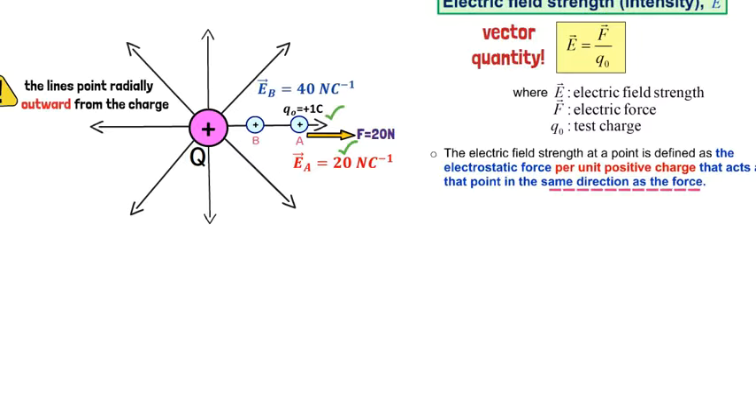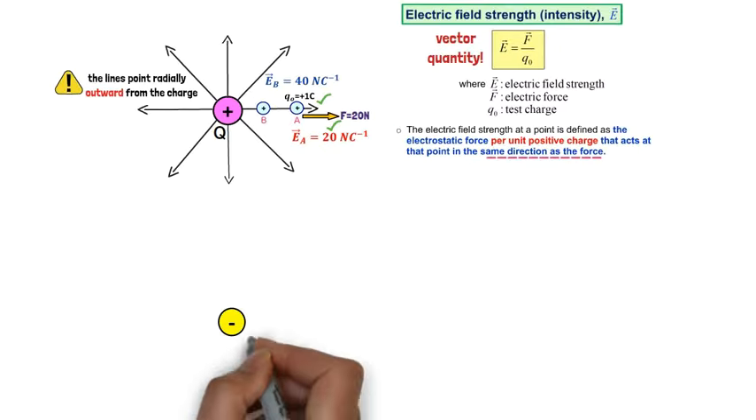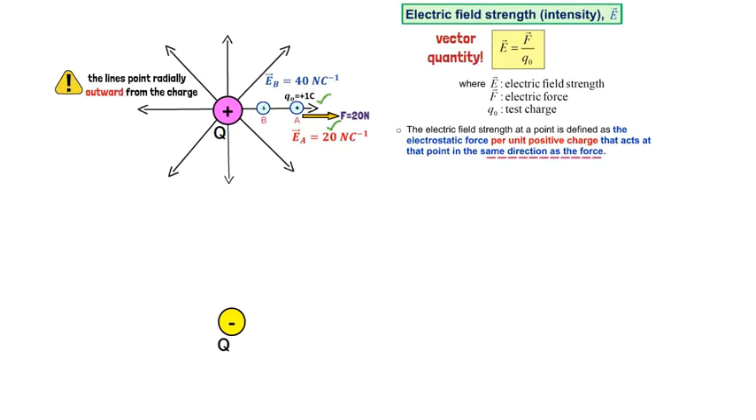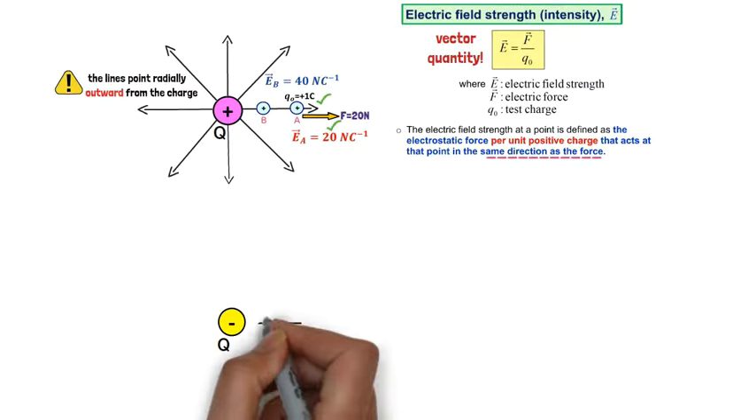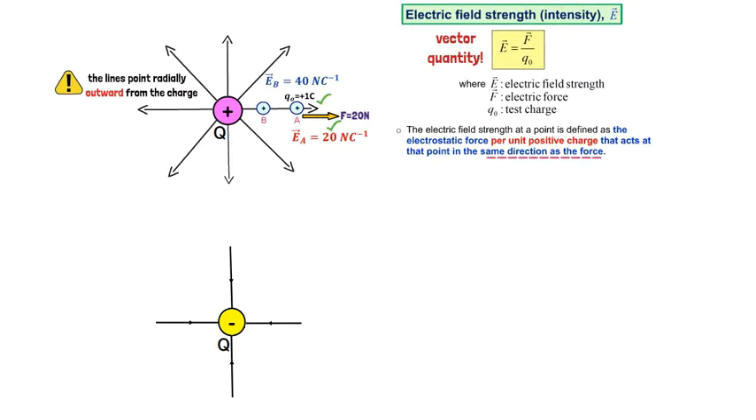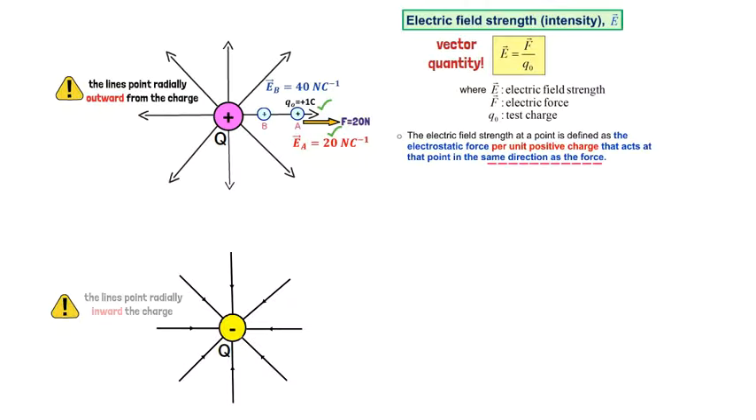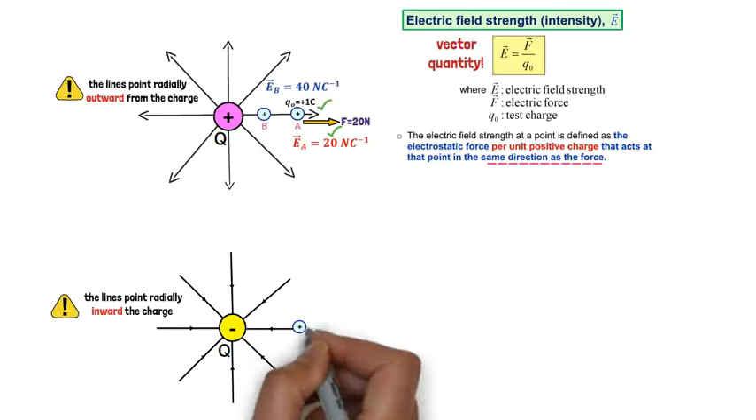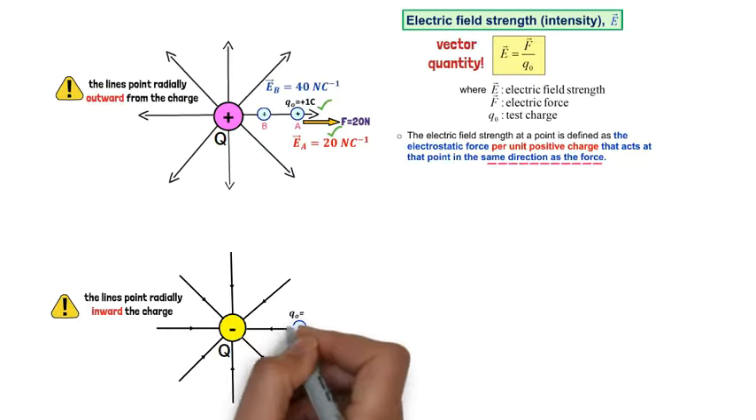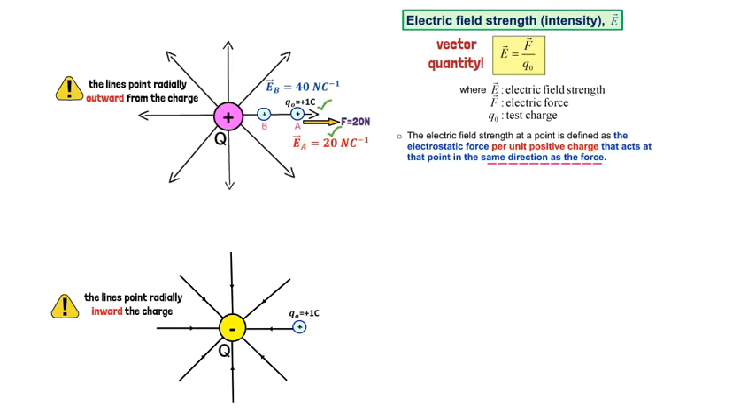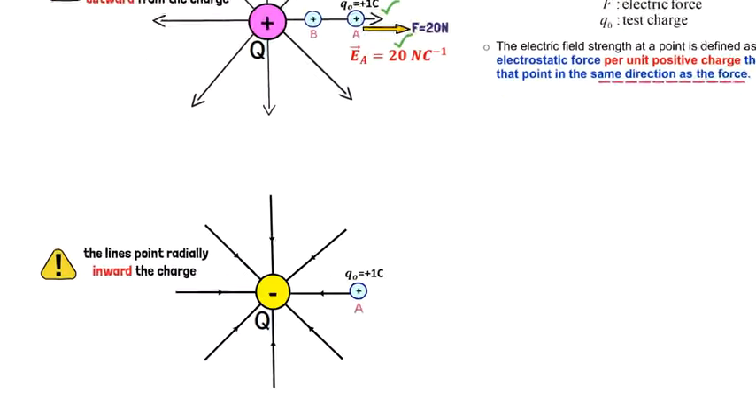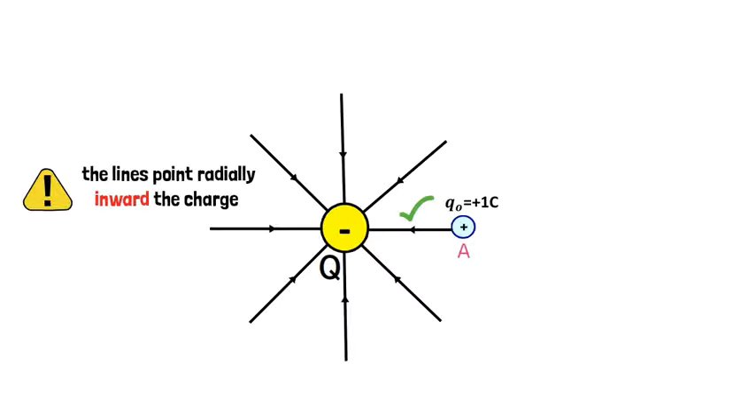Alright? So here let's say we have another charge and this time we have negative charge. And look at here that the lines of the electric field for the negative charge must be pointed radially inward to the charge. And as we have discussed before, let's say we have a test charge at point A where the magnitude is positive 1 coulomb. And here you can see that the direction of the electrostatic force on that test charge at point A is to the left.